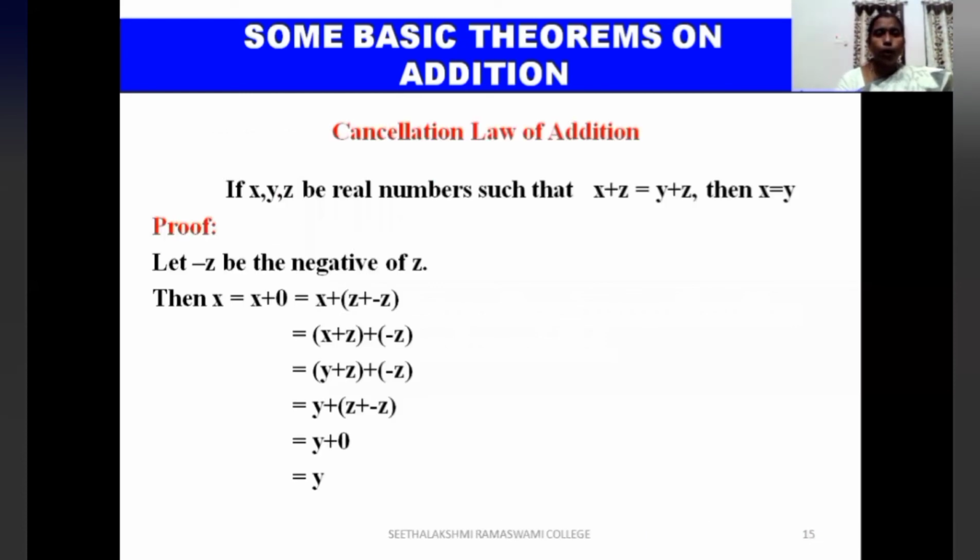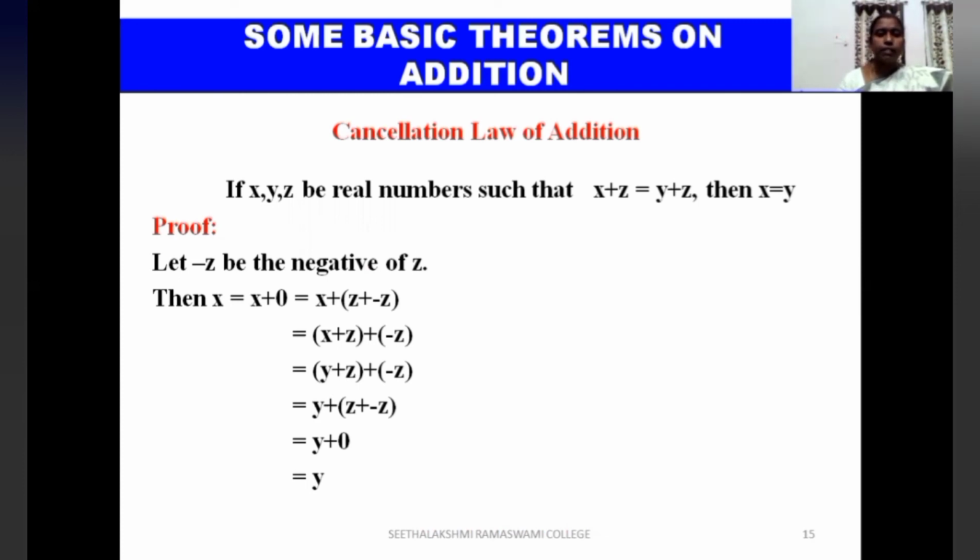Next, move on to the cancellation law of addition theorem. If x, y, z are real numbers such that x plus z equal to y plus z, then we have to prove that x equal to y. Here we take minus z to be the negative of z. Then x can be written as x plus 0 using the identity element property. Again, 0 can be written as z plus (minus z) because minus z is the negative of z. Next, using the associative property, it can be written as x plus (z plus (minus z)).